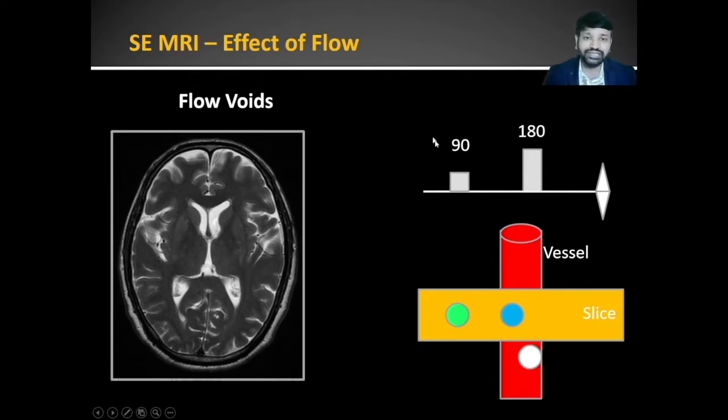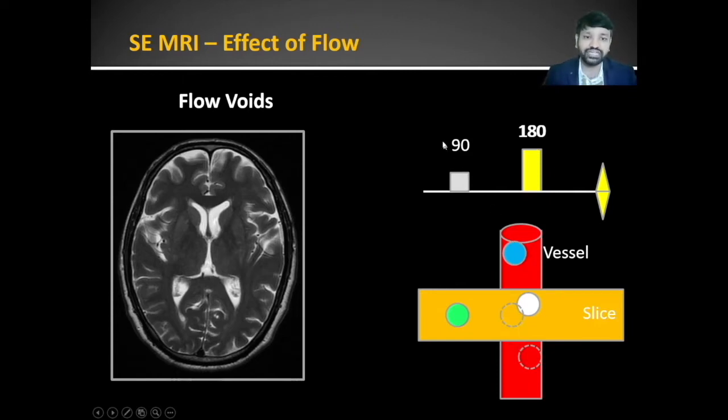When you apply the 90-degree pulse, all the protons in this particular slice take up that energy and get excited. But before you apply the 180-degree pulse, the protons in the blood vessel, as they are moving, will move to a different location. So the initial proton which got affected by the 90 has moved out of the slice. When you get the signal, only the protons which got affected by both the 90 and 180-degree pulses give some signal, whereas the protons in the blood vessels are not affected by both the pulses.